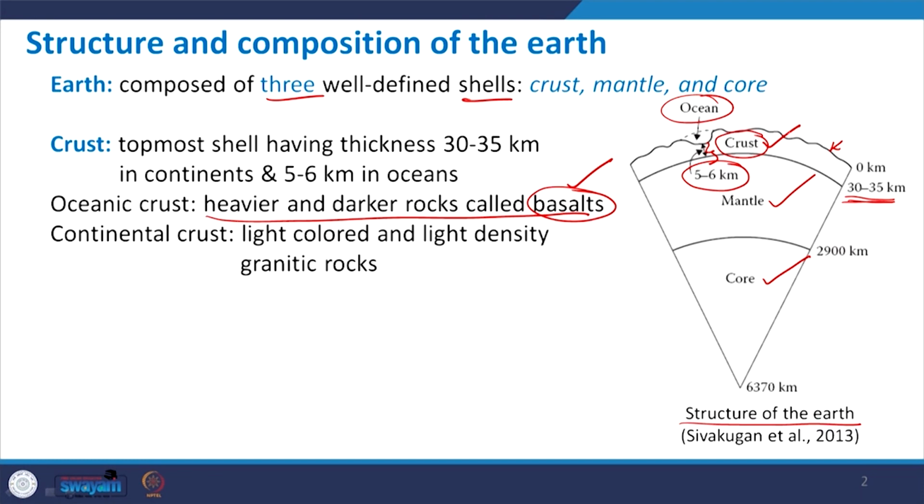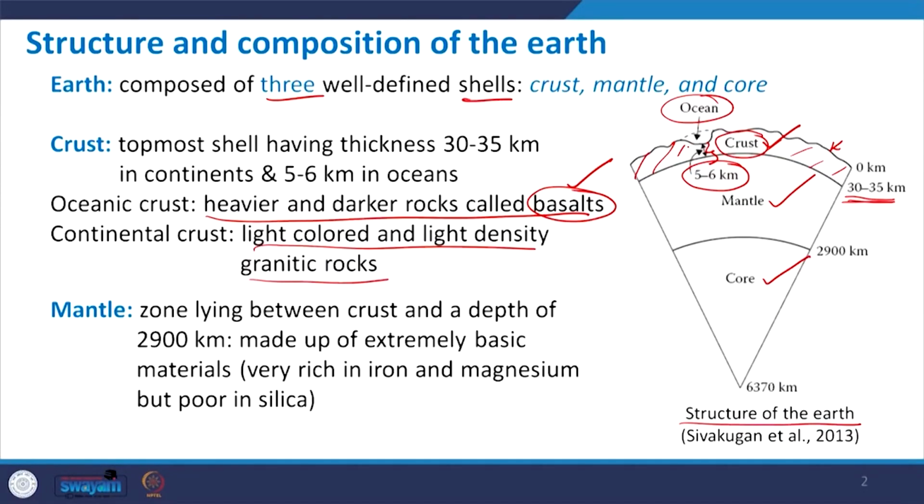In the continental crust, that is this portion where the ocean is not there, we encounter light colored and light density granitic rock. So for the oceanic crust, we have darker rocks like basalts, and for the continental crust, we have light colored or light density granite rocks. Then the next component is the mantle.